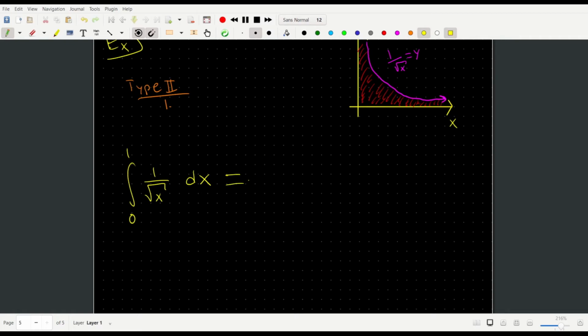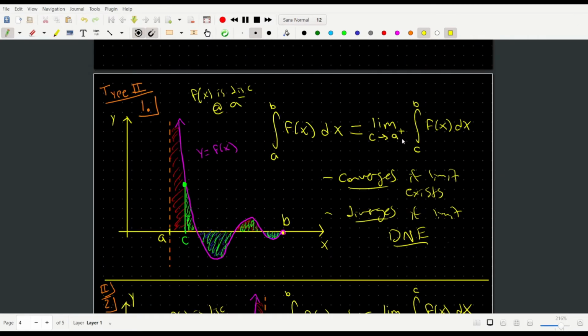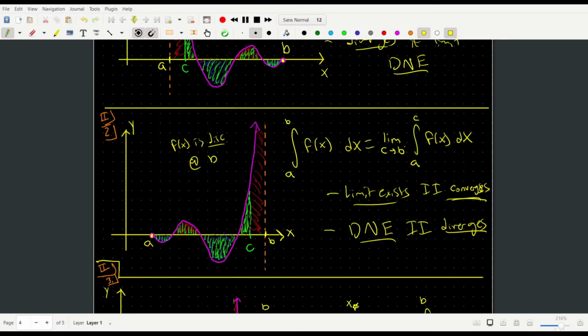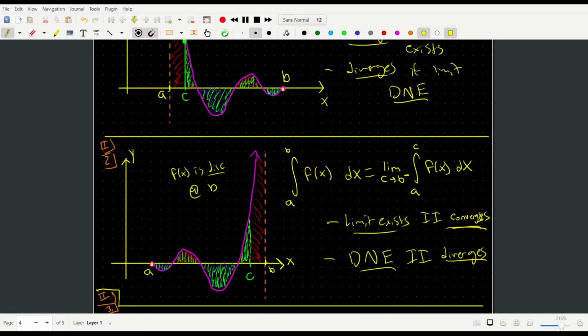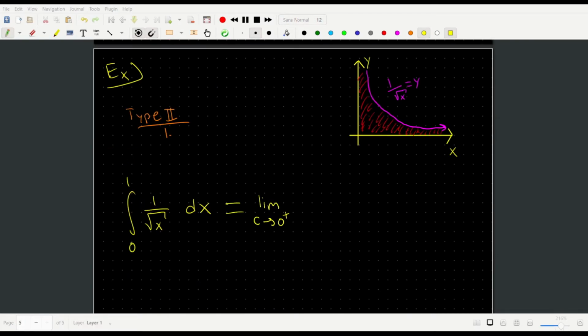And so we can directly evaluate this by taking the limit as c goes to 0 from the positive. Oops, I just want to make sure that I put this here. Yes, I put c goes to a from the positive here. This should be c goes to b from the negative. I know that it doesn't maybe seem super important, but it is very important because these types depend on the direction of approach of the point. So it's the limit as c goes to 0 of the integral from c to 1 of 1 over the square root of x dx.